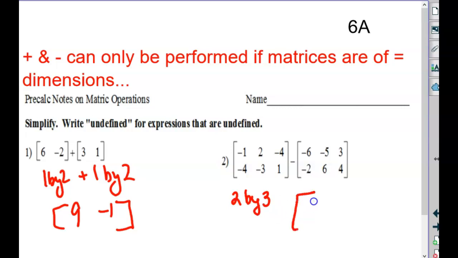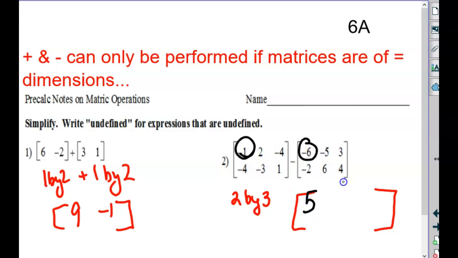Okay, so we're going to get an answer that is 2 by 3. Do I need to show work or can you figure this out? We're just doing the same entries. So -1 gets subtracted by -6. Oh my goodness. Okay, -1 minus -6 would be 5. I can manage to mess this up, I bet.